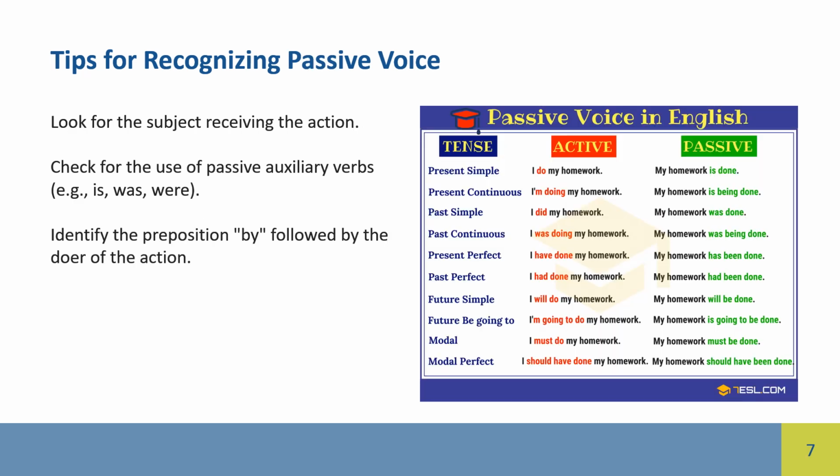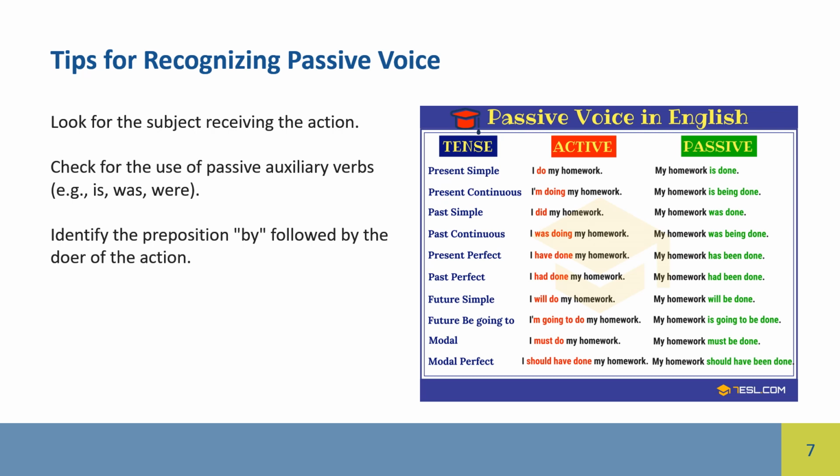And the next one is tips for recognizing passive voice. Look for the subject receiving the action. Check for the use of passive auxiliary verbs, for example, is, was, were, and identify the preposition by followed by the doer of the action.